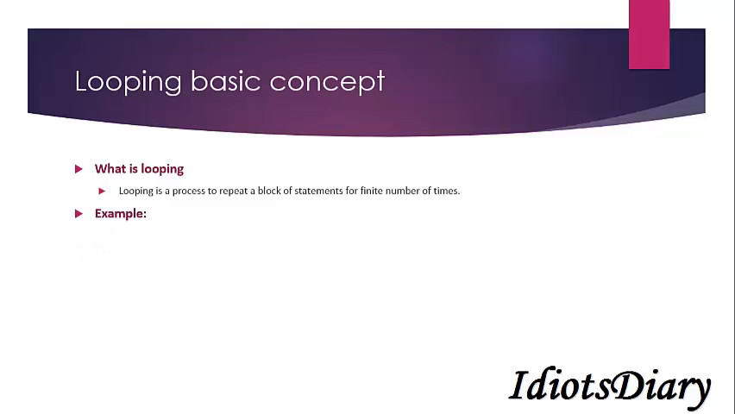For example, if you want to print hello, then you can write printf hello. But if you want to print hello 10 times, then either you can write printf hello 10 times, or you can give the instruction to the computer to repeat printf hello 10 times. If such a structure exists in programming, then it becomes very easy, and this structure actually exists and is called looping. Then how does looping help you to create your program?